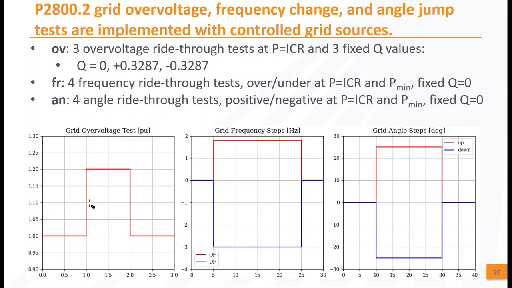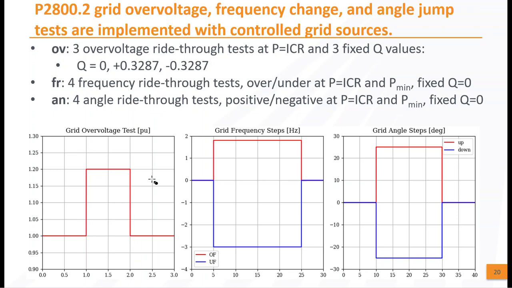This sequence of tests is done by modifying the grid voltage source. So for the overvoltage tests, we need to create a 1.2 per unit voltage that's going to last for 1 second, and so the plant should ride through that. If it's at 1.21 per unit, the plant is allowed to trip.